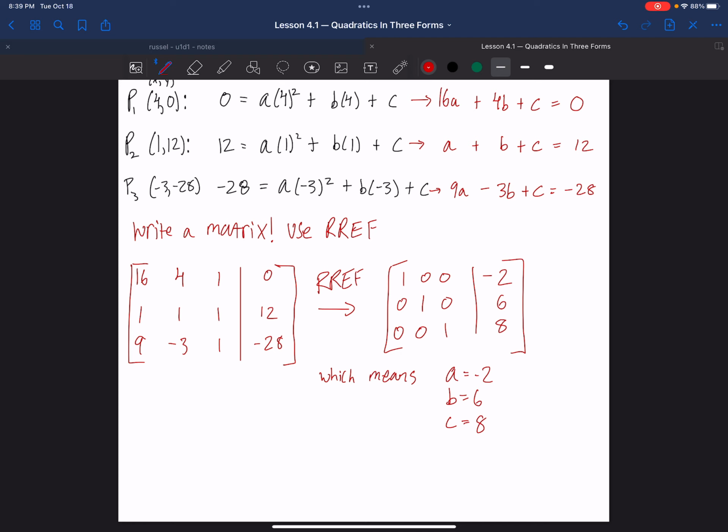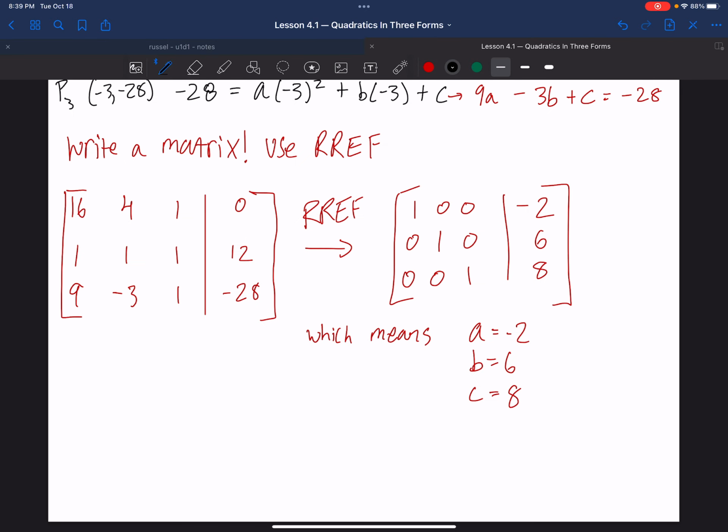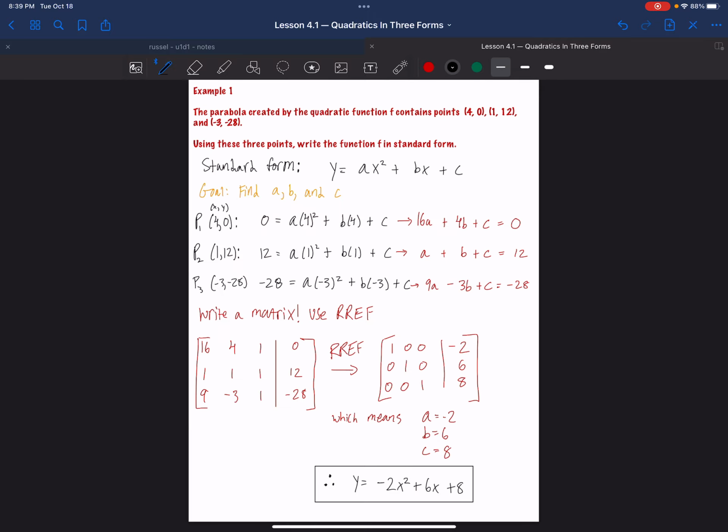So let's finalize my answer. I remember the question asked us to write it in standard form. Therefore, use the little 3 dots, meaning therefore, y equals negative 2x squared plus 6x plus 8. And that is my standard form quadratic equation. Ta-da! Isn't that nice? Isn't that awesome?